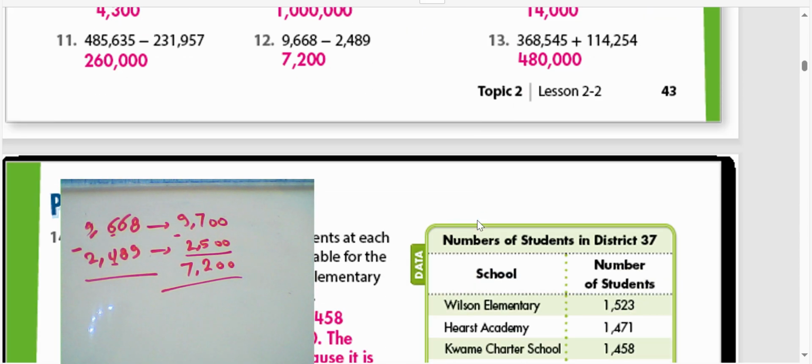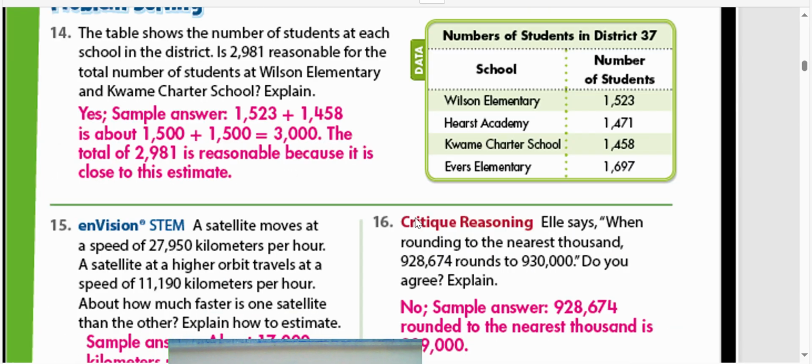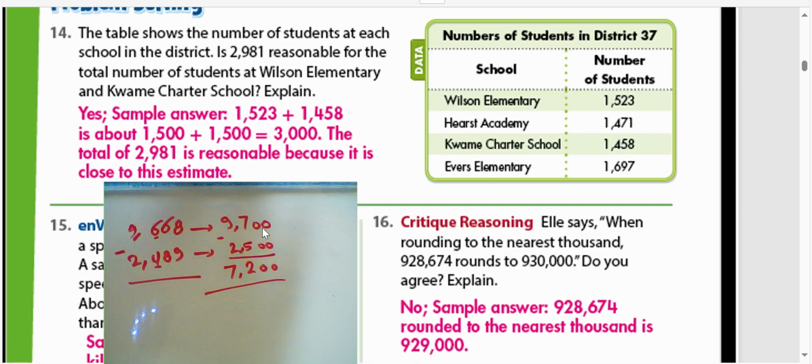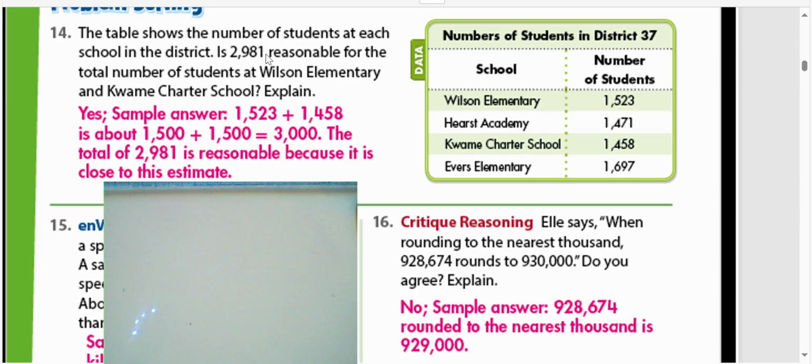We can practice about this example. Look at here. This example gives me the information from this table. Numbers of students in District 37: Wilson Elementary, West Academy, Kwame Charter School, Everest Elementary. Okay. You want to find what? You want to find the sum of. The table here shows the number of students at each school in the district. Is 2,981 reasonable for the total number of students of Wilson Elementary and Kwame Charter School? And explain.